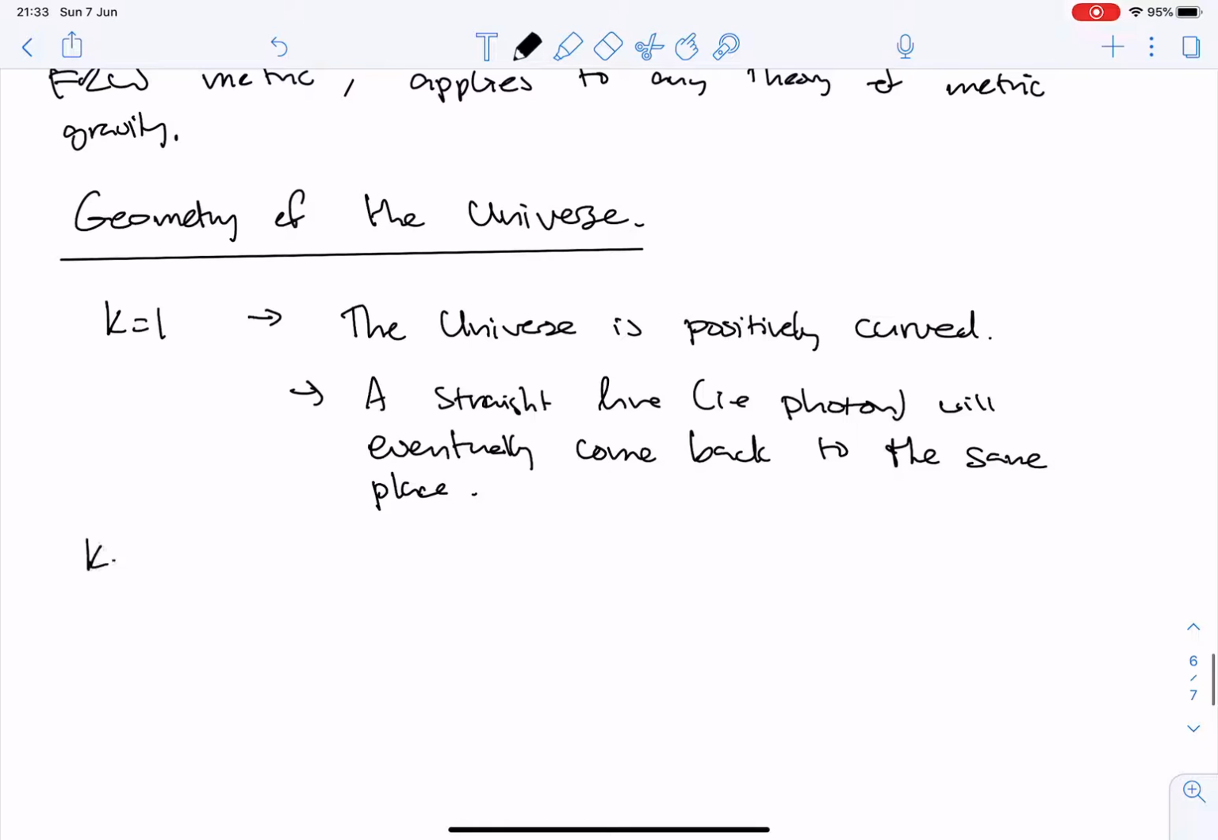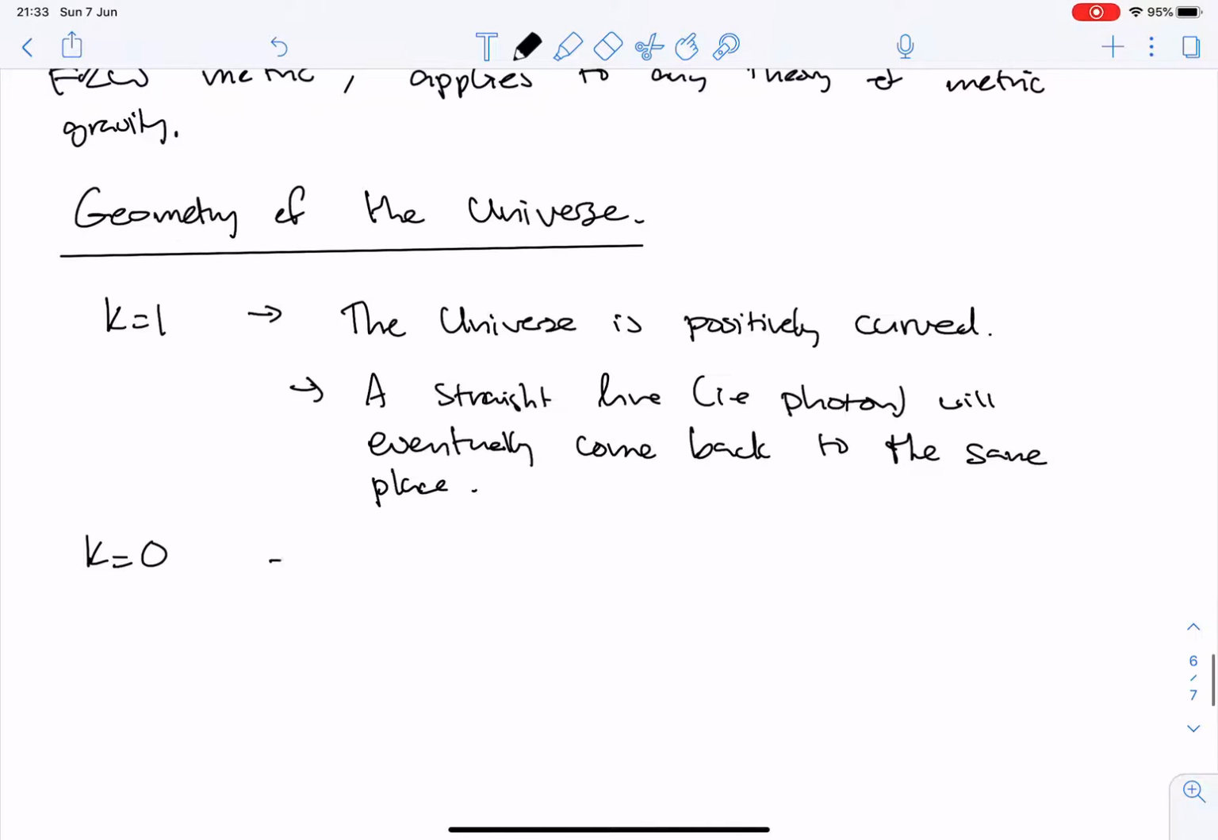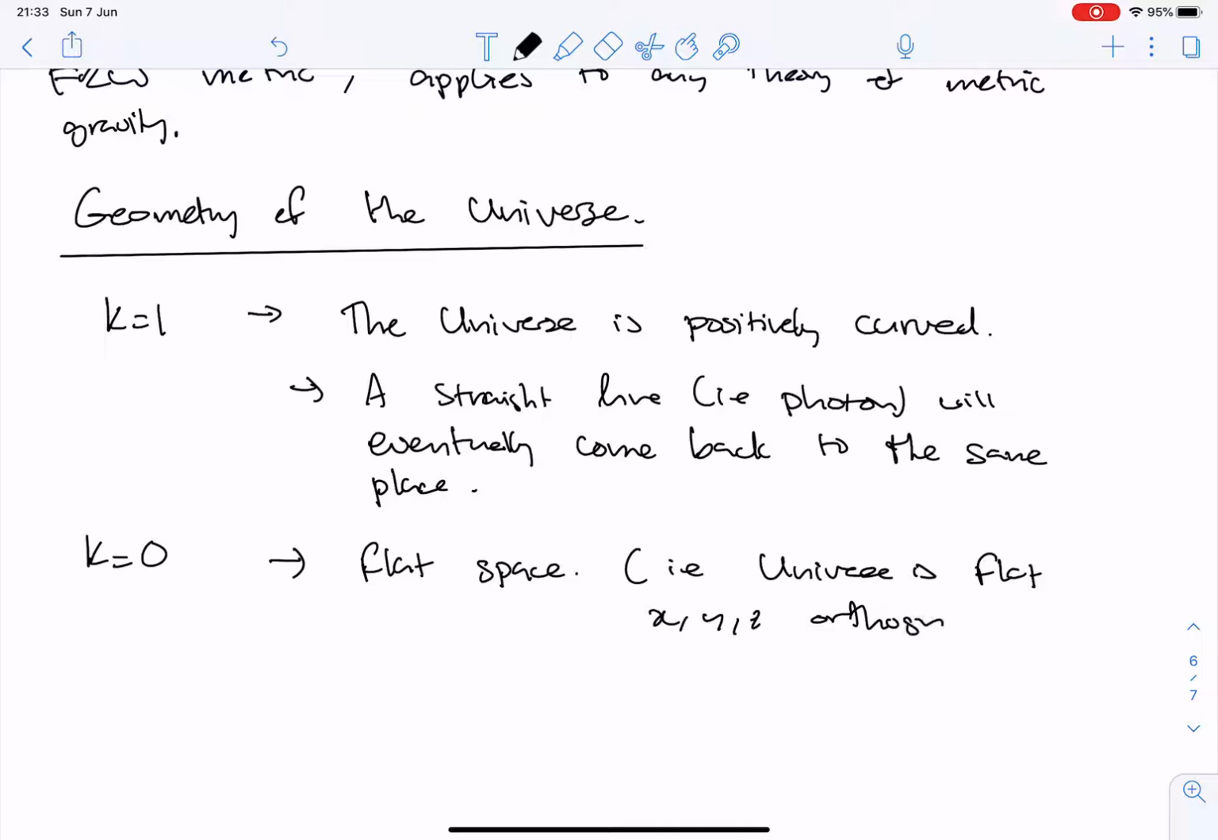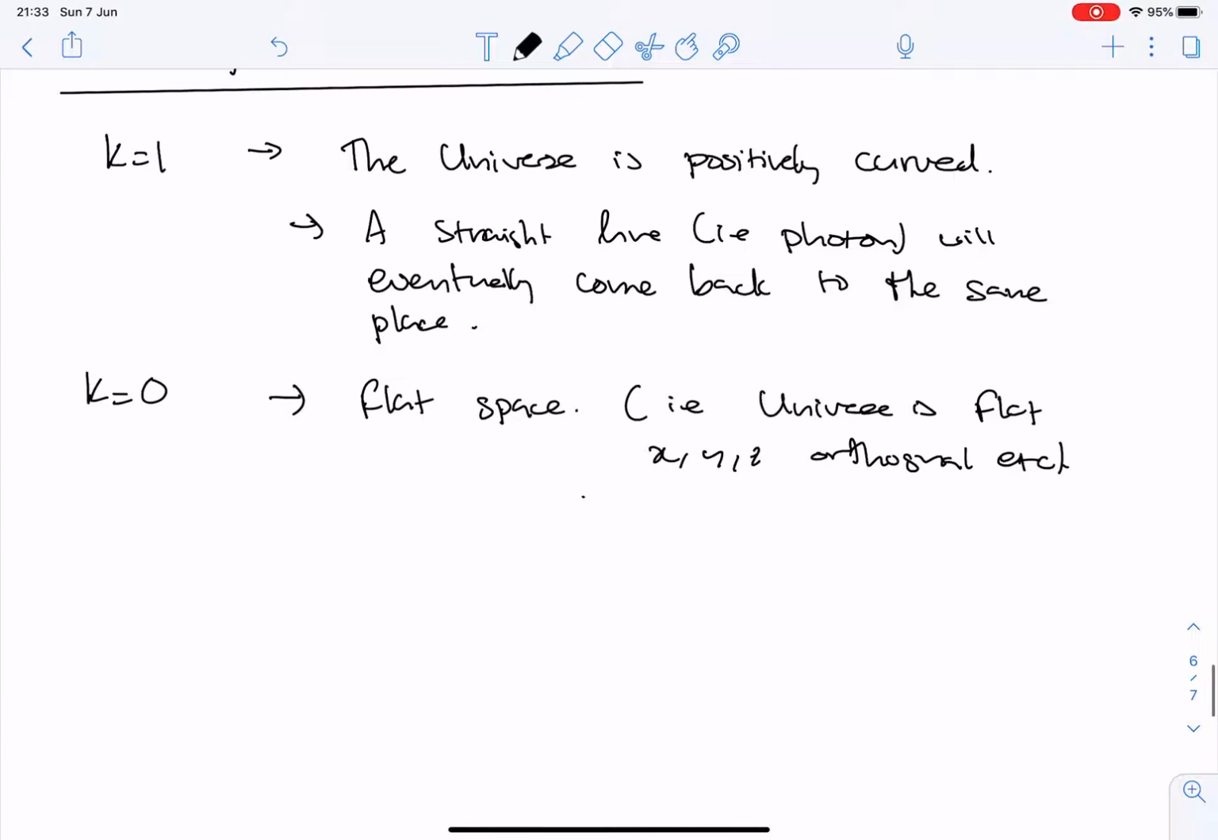You can have k equals 0. This corresponds to flat space. The universe is flat, x, y, z orthogonal, etc. Note, this is flat space, it is not flat space-time.